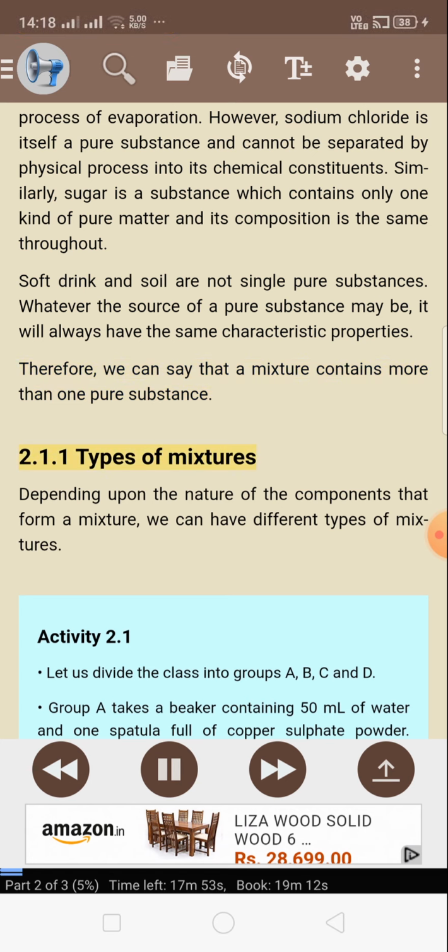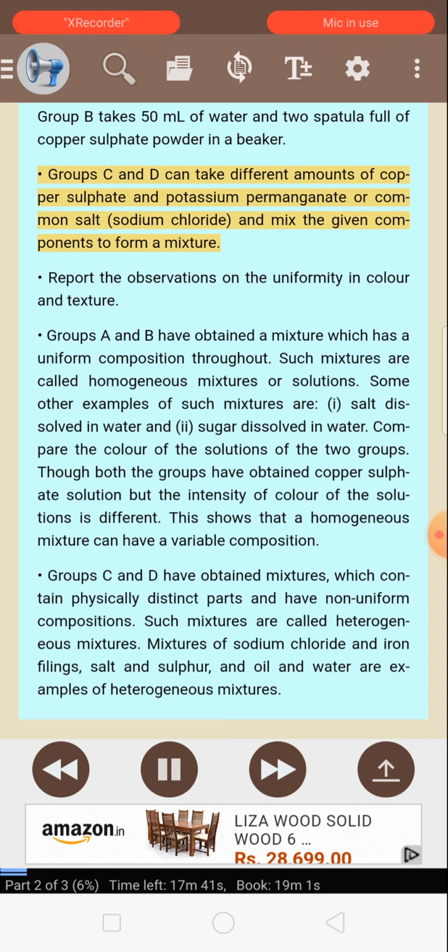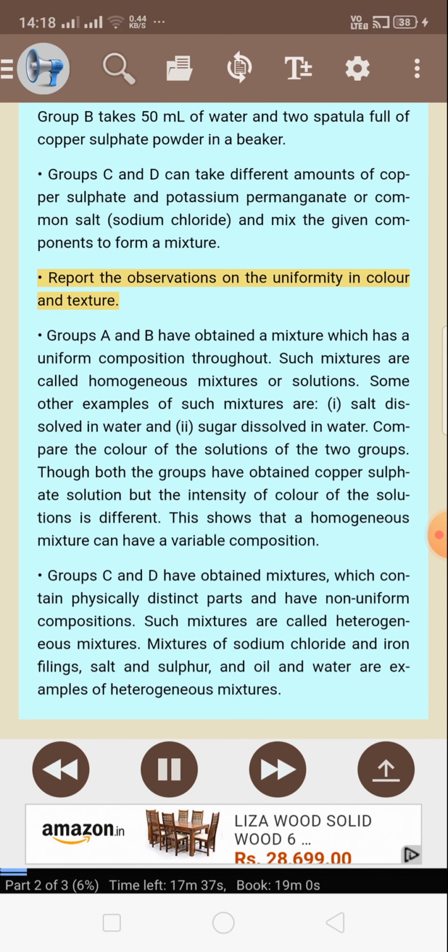2.1.1 Types of mixtures. Depending upon the nature of the components that form a mixture, we can have different types of mixtures. Activity 2.1. Let us divide the class into groups A, B, C, and D. Group A takes a beaker containing 50 milliliters of water and 1 spatula full of copper sulfate powder. Group B takes 50 milliliters of water and 2 spatulas full of copper sulfate powder in a beaker. Groups C and D can take different amounts of copper sulfate and potassium permanganate or common salt, sodium chloride, and mix the given components to form a mixture. Report the observations on the uniformity in color and texture.